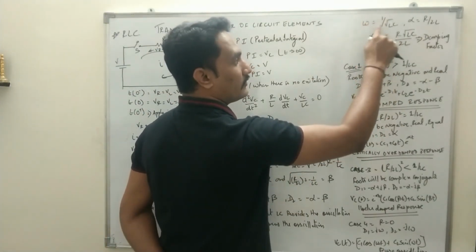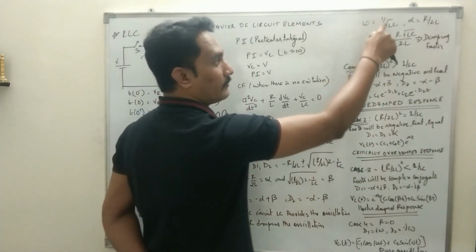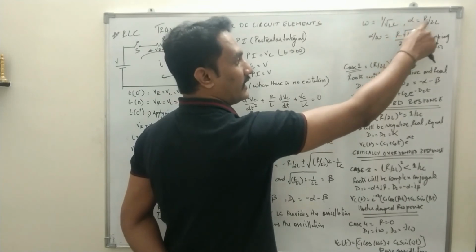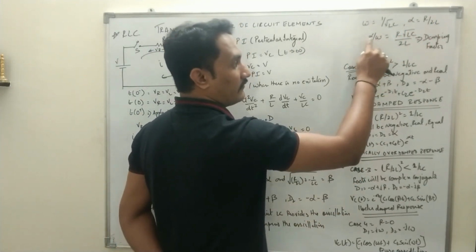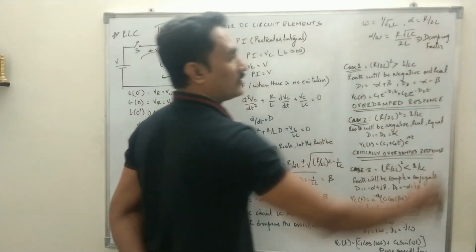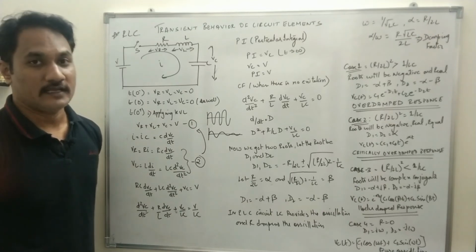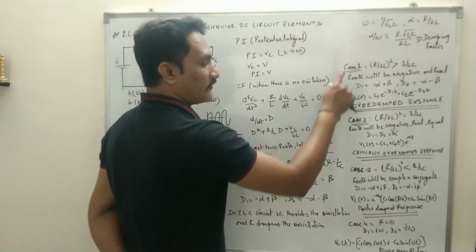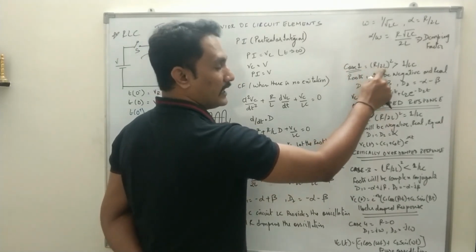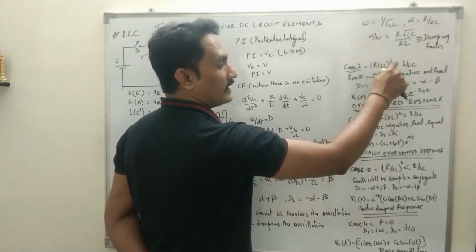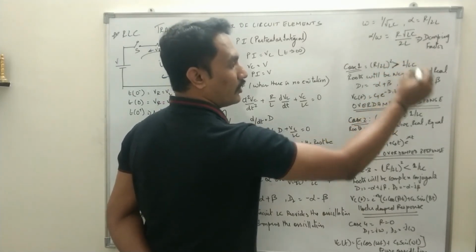Omega is the resonating frequency, 1 upon the square root of LC, and alpha is given as R upon 2L. So the damping factor, alpha upon omega, is R into the square root of LC upon 2L. Now there are 4 cases which we are going to study. In the first case, (R/2L) squared is greater than 1 upon LC.